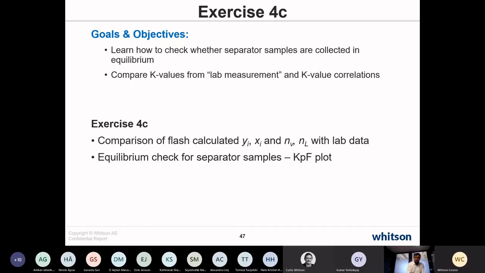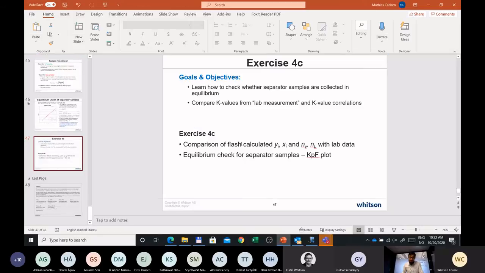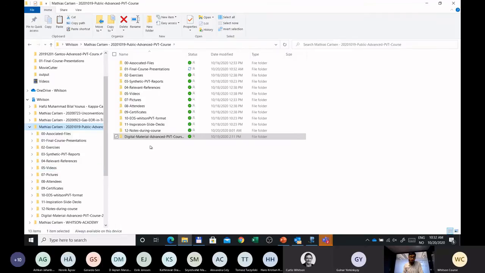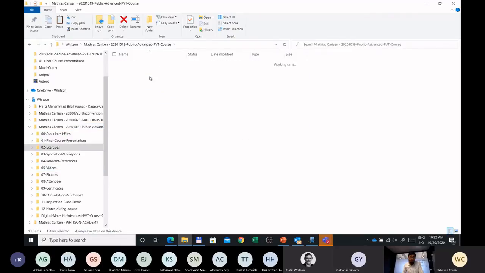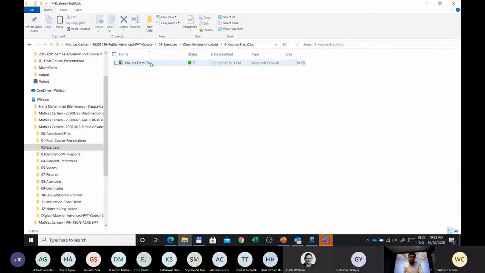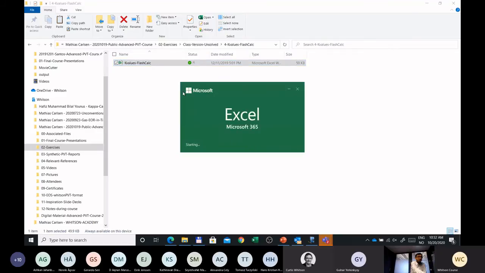Okay, so I guess we can start with the exercises. The first exercise we are going to do is the flash calculation that we should have done in the morning. It's pending now. So we go to the exercises, K values, flash calculation.